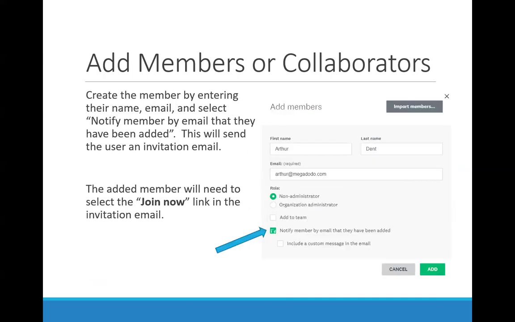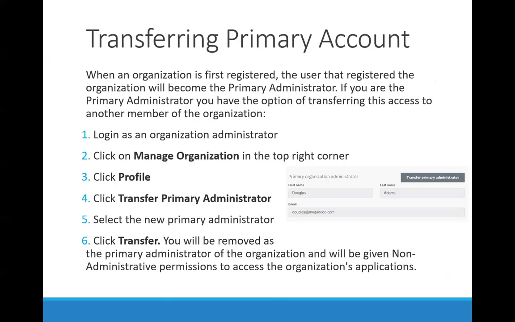So to create a new member, you'll have to enter their name and their email address. Make sure to check the box that says notify member by email that they've been added. So they'll receive an email once they've been added to your member group, and then click send. So the user should then receive an email that will allow them to access the SurveyMonkey site.